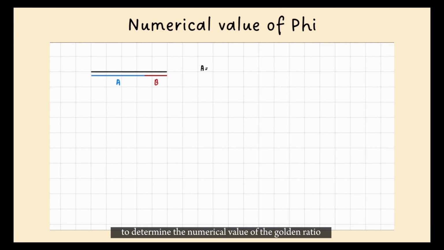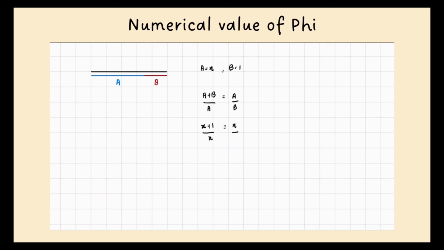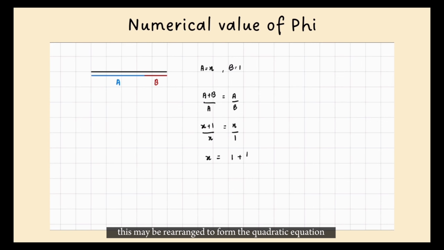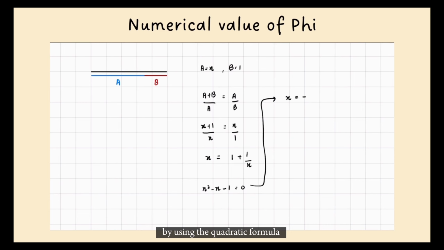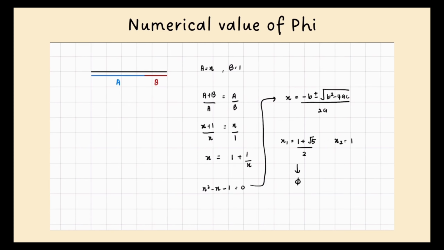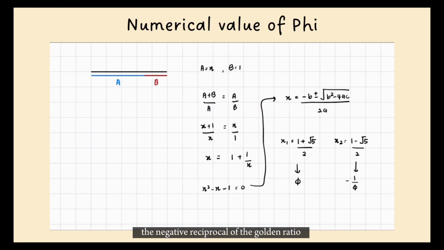To determine the numerical value of the golden ratio A over B, we let the length of the longer segment be x units and the length of the shorter segment be 1 unit. This gives rise to the equation (x plus 1) over x equals x over 1. This may be rearranged to form the quadratic equation x squared minus x minus 1 equals 0. By using the quadratic formula, we get the positive solution to be x equals (1 plus square root of 5) over 2, that is the golden ratio, and the negative solution to be (1 minus square root of 5) over 2, the negative reciprocal of the golden ratio.